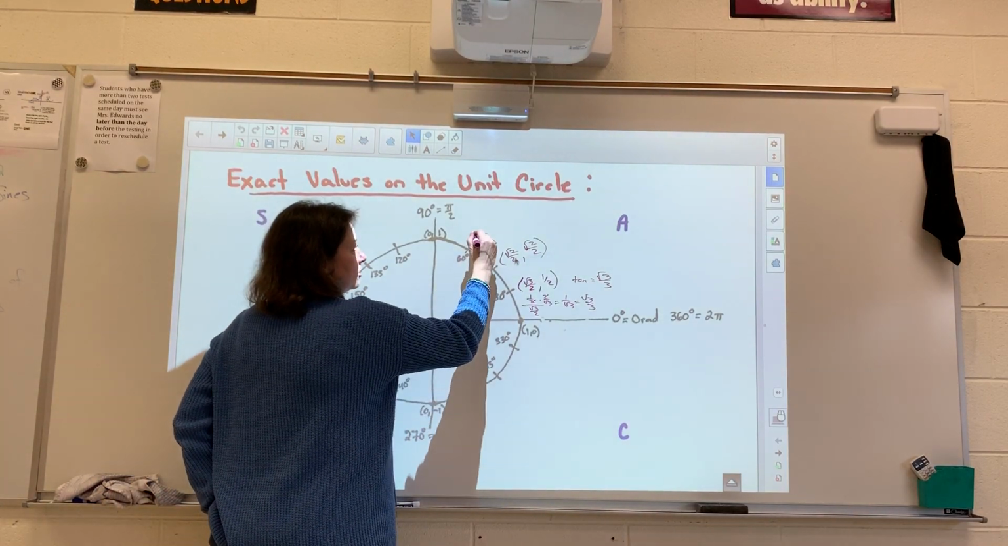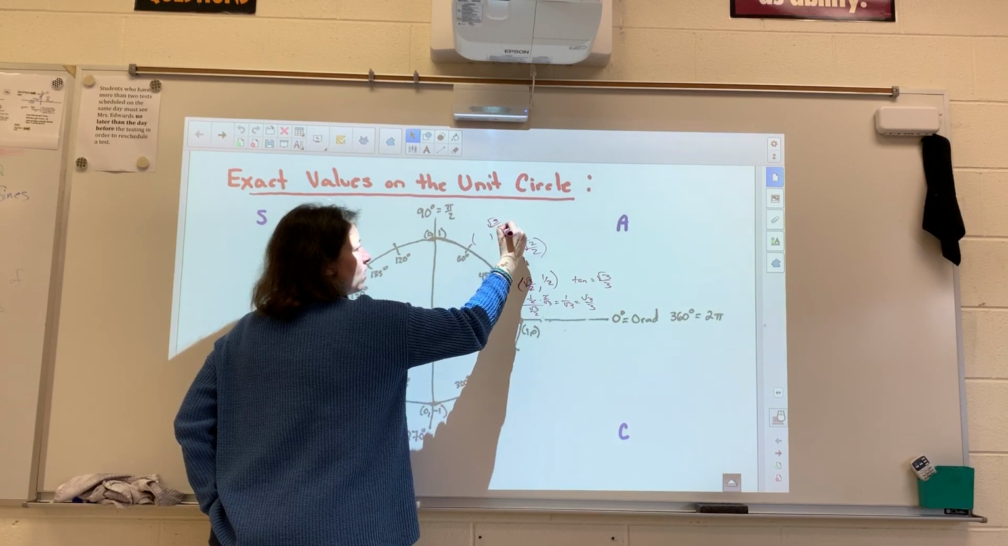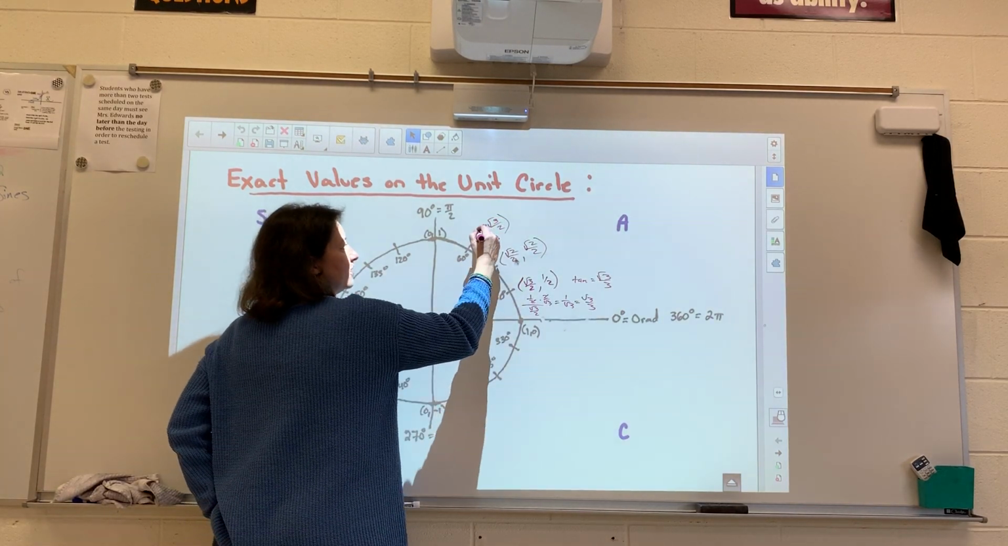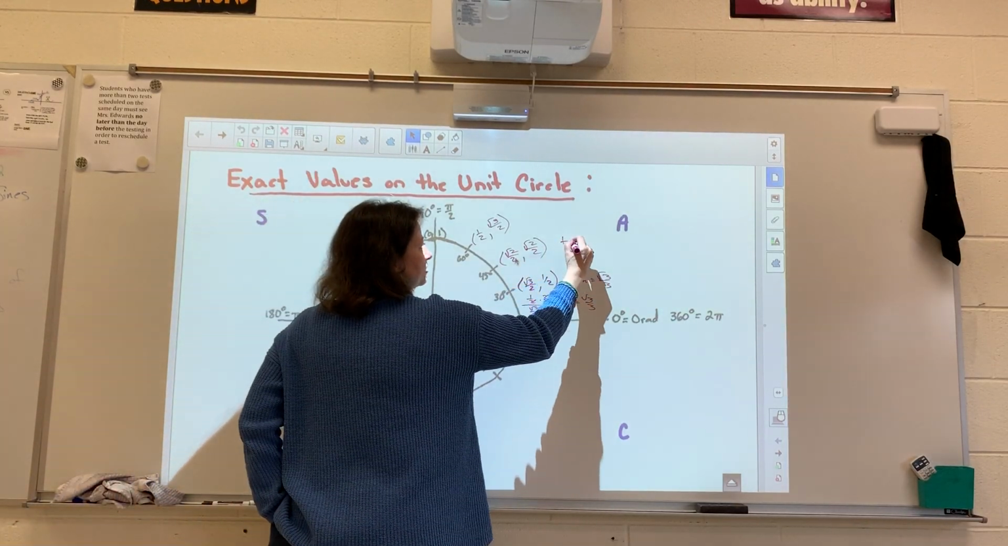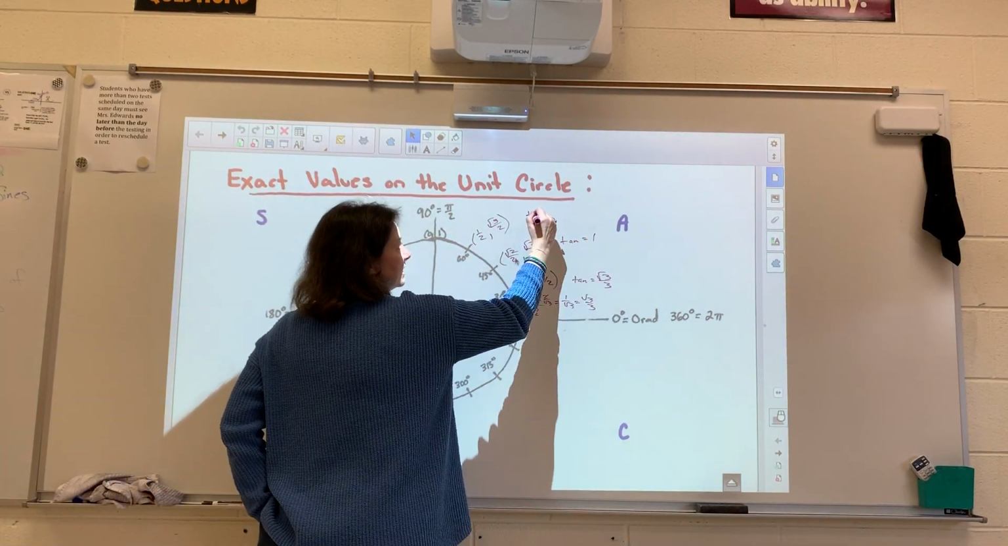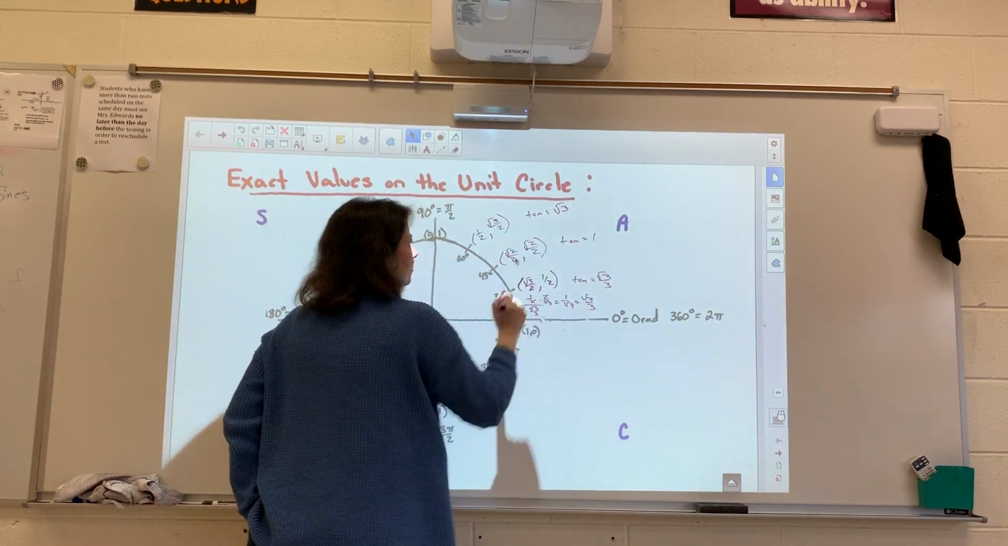60 degrees. Who has memorized what sine of 60 is? Root 3 over 2, that's my y value. What's cosine of 60? 1/2, that's my x value. Tangent, I forgot to put tangent here. Tangent is y divided by x, which ends up being root 3.